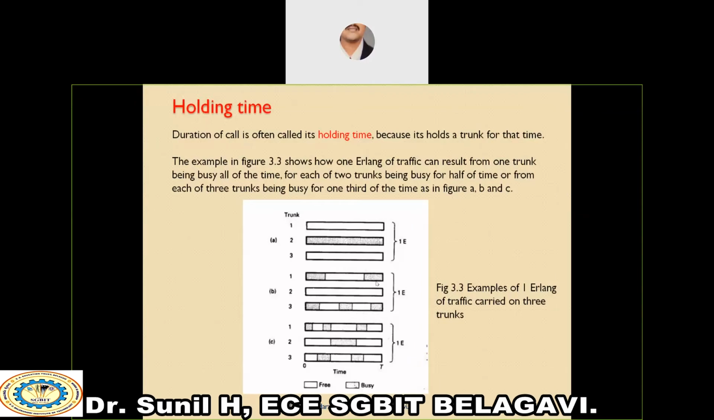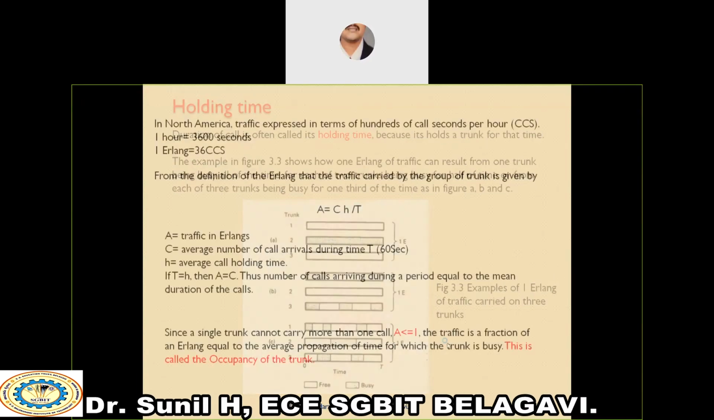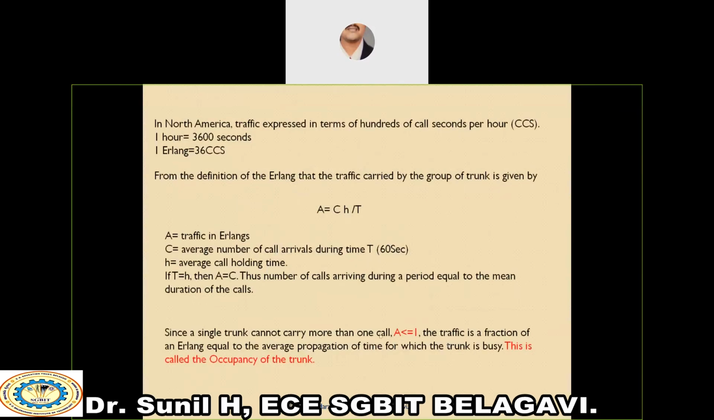and C is the average number of call arrivals during time T, and that capital T is 60 seconds. H is the average call holding time. For example, if T is equal to H, that is, if the time during which calls arrive is equivalent to H, then definitely A is equal to C.